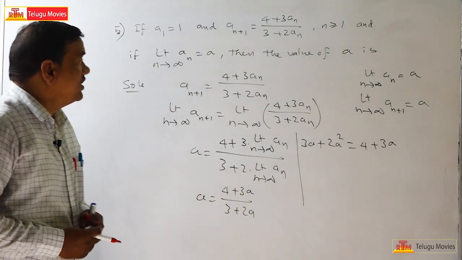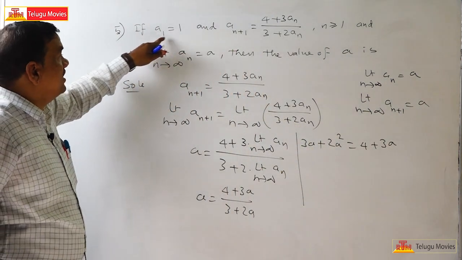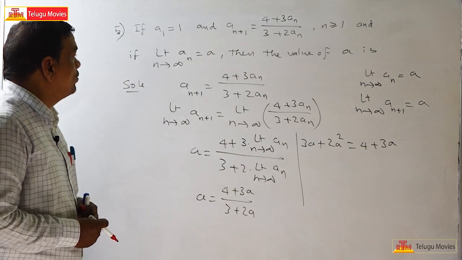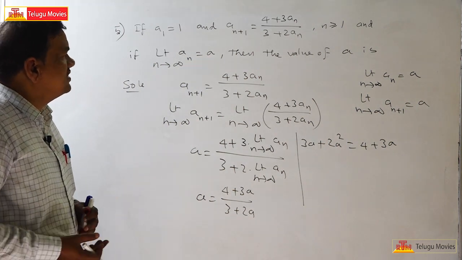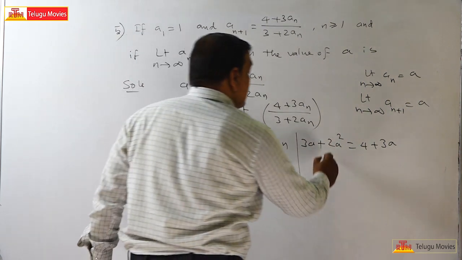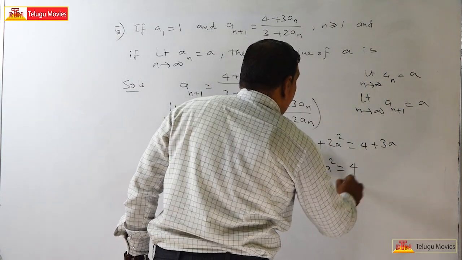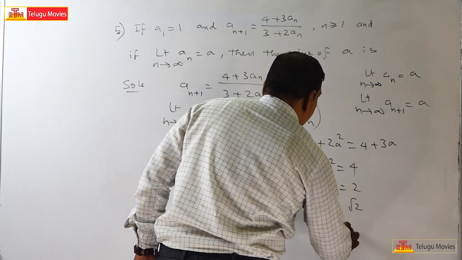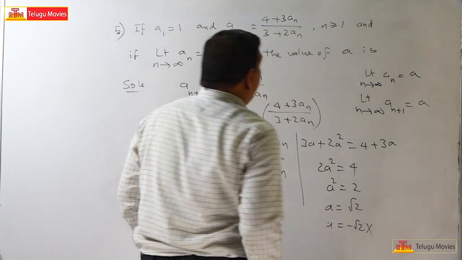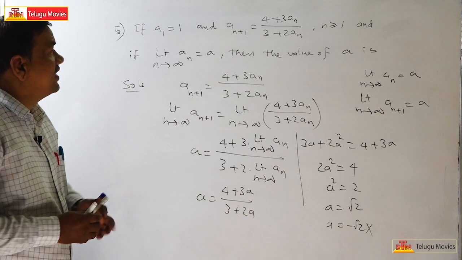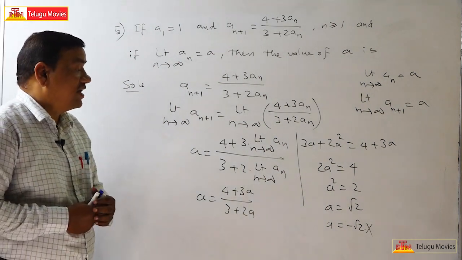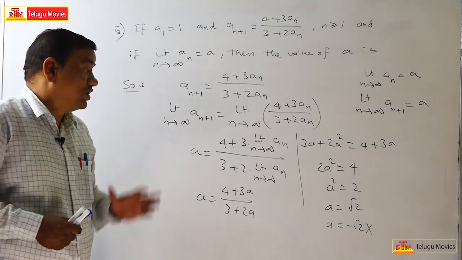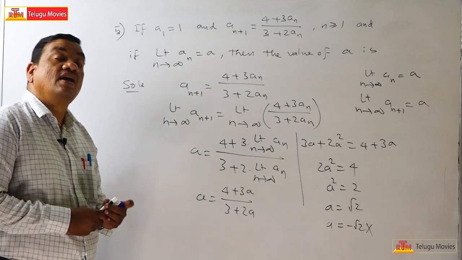Since a is not equal to 0, here a1 is equal to 1, so a cannot be equal to 0, we can cancel. 2a square is equal to 4, a square is equal to 2, a is equal to root 2. So, a cannot be minus root 2. Why? Because here you can check that for any value of a, an cannot be negative. Therefore, a is equal to root 2 is the correct answer.